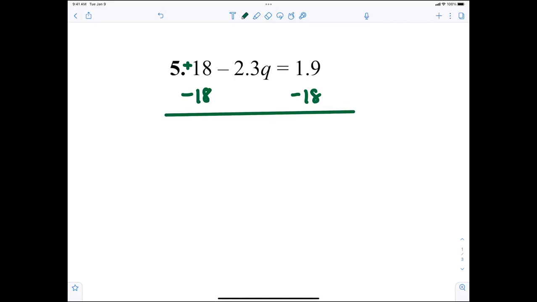Why is it -18, not plus 2.3? Because I'm isolating the Q. So I have to get rid of the things around the Q first. You with me now, right?